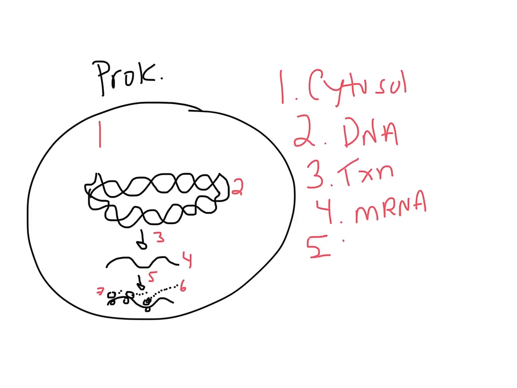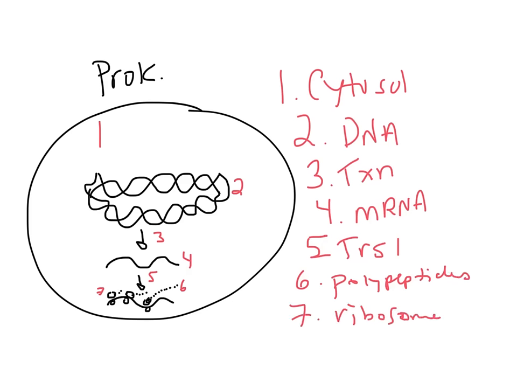Number 5 is translation. Number 6, those are the polypeptides. Number 7, those are the ribosomes. If we looked at polarity here, we do need to know this as well. The 5' end, 3' end of the RNA. And that's just important because that tells you where the ribosomes start and where they end.